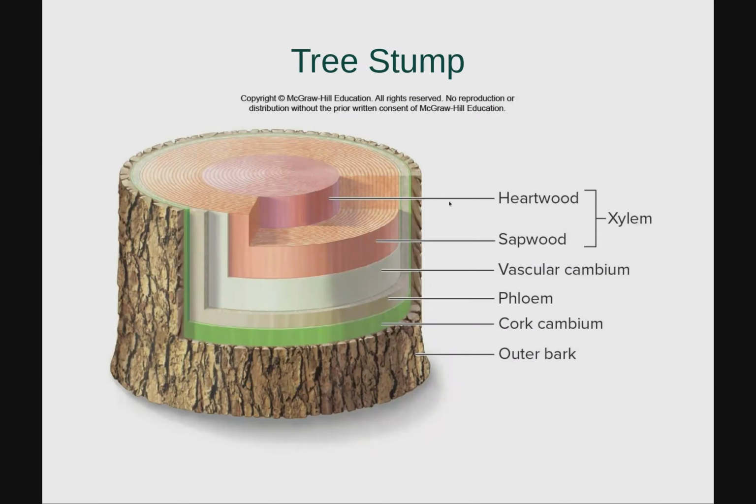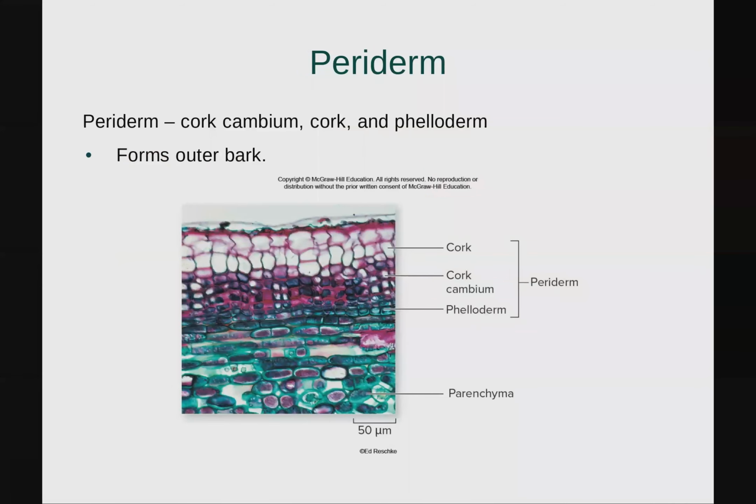We have xylem, which is comprised of the heartwood and the sapwood. Then we have the vascular cambium, which again is producing those tree rings. We have the phloem, the cork cambium, and the outer bark. And this is what our tree looks like. So if you ever wonder why a tree looks the way it does, it's simply because of the organization of differential tree tissue. Now, let's dive into some of these things that we mentioned.